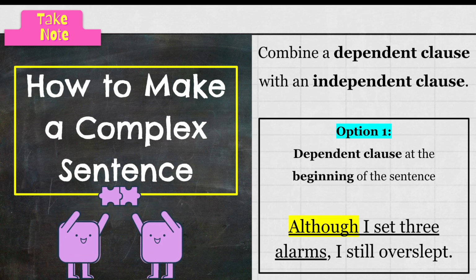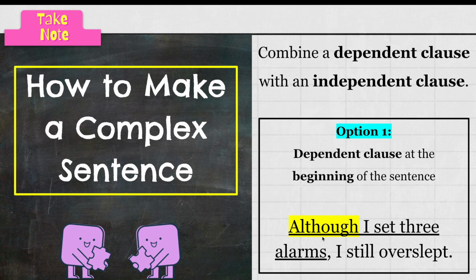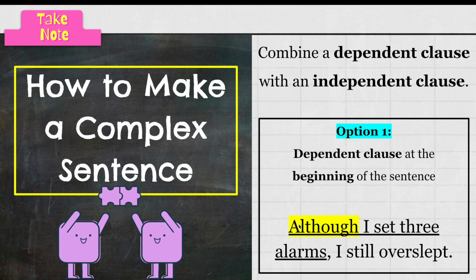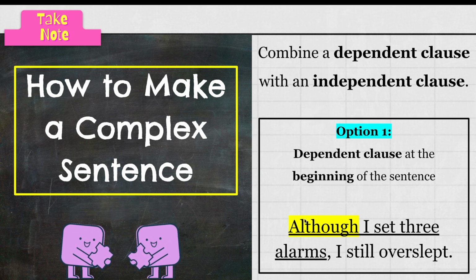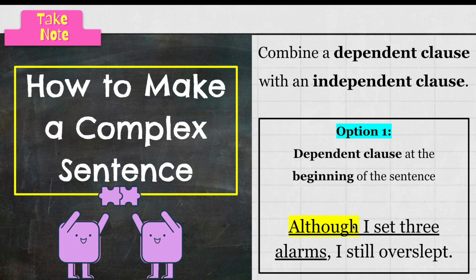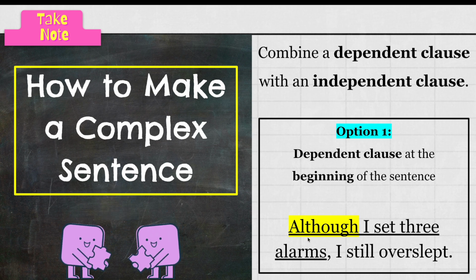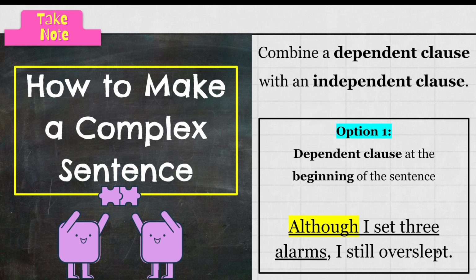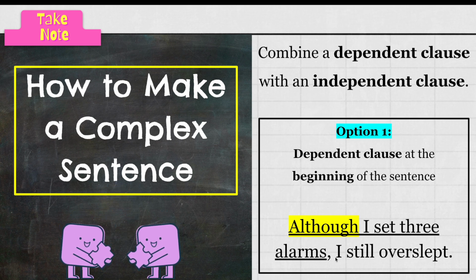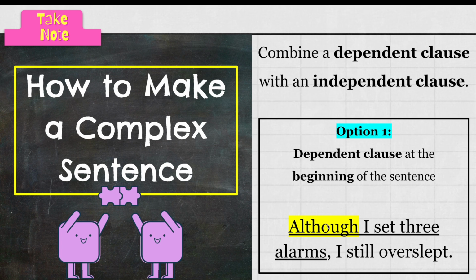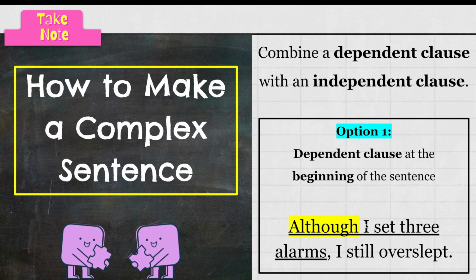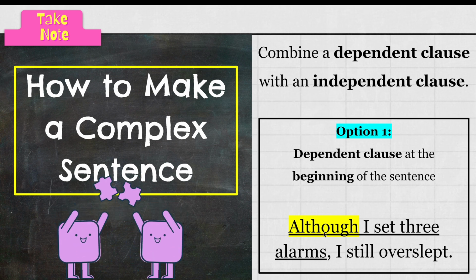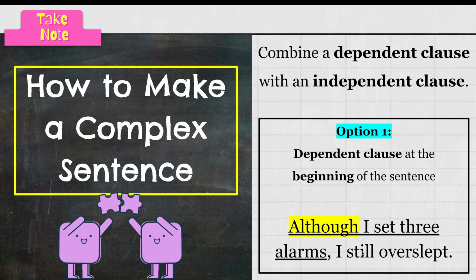So here's an example. Although I set 3 alarms, I still overslept. We know this is a dependent clause because it has this subordinating conjunction right here, although. And then that although I set 3 alarms, that's our dependent clause. I still overslept. That's our independent clause, subject, predicate. So now, friends, what we have is a complex sentence, a dependent clause plus an independent clause.